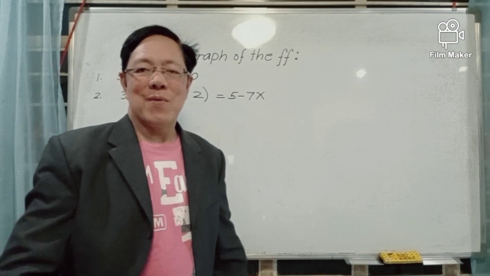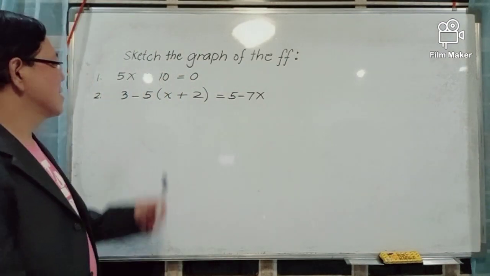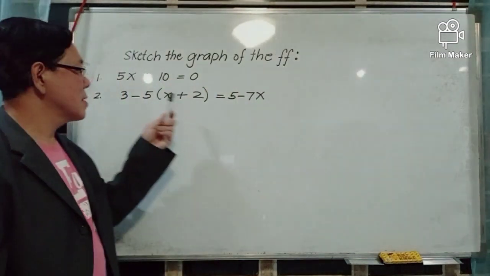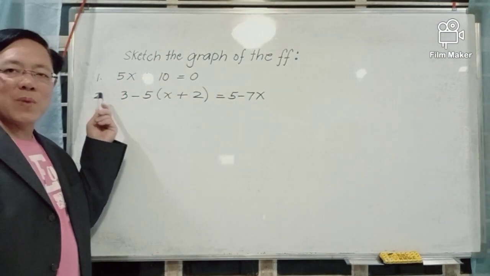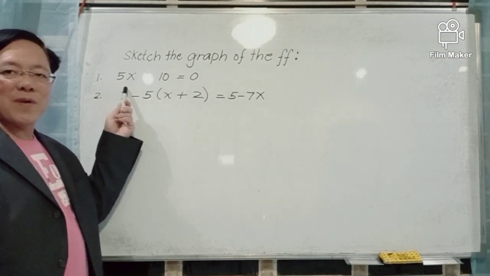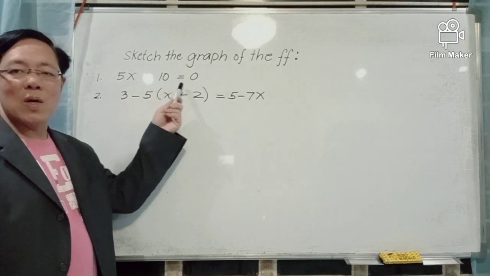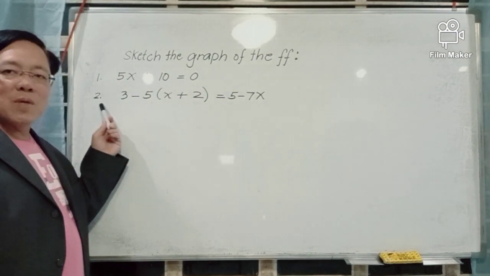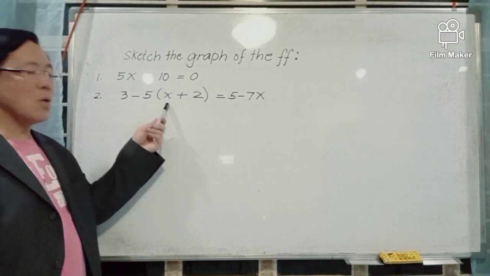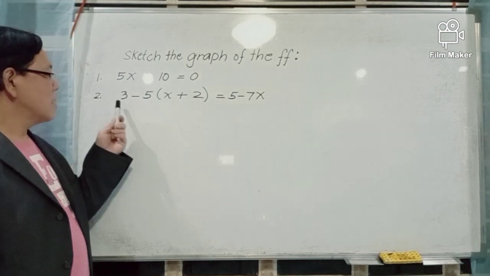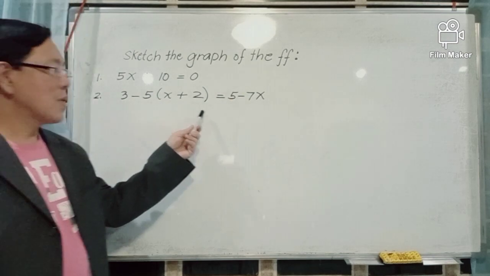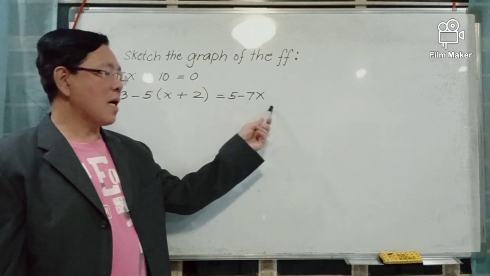We now consider the following examples. Sketch the graph of the following. In number 1, we are given a linear equation in one variable x. The equation is 5x plus 10 equals 0. In number 2, we are also given another equation linear in only one variable x. The equation is 3 minus 5 times quantity x plus 2 equals 5 minus 7x.